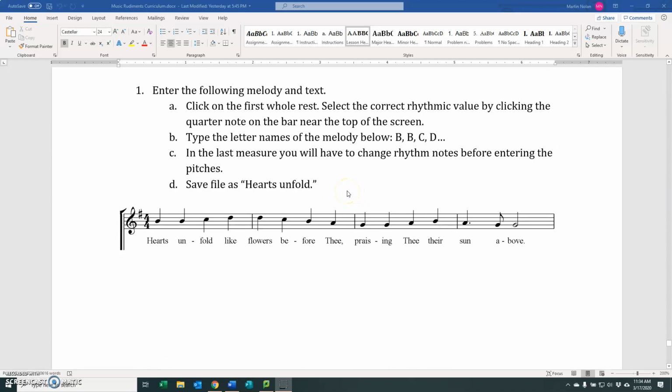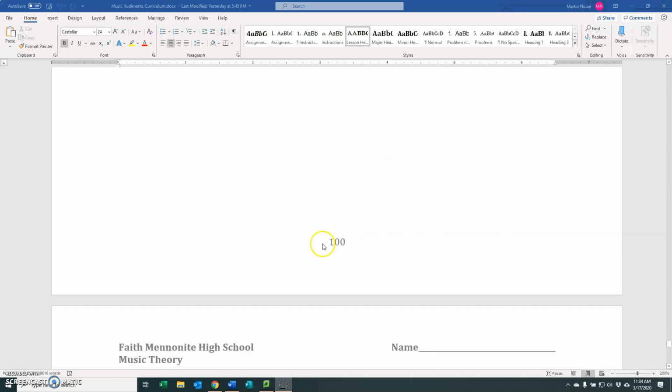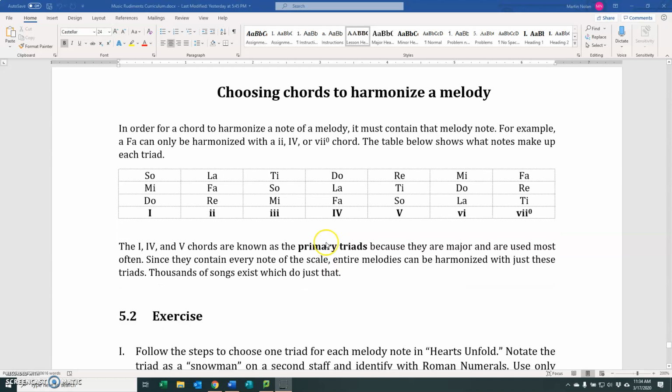The only times you'll have choices is when the note is a do or a so. Do can be harmonized with a 1 or a 4 chord, and so can be harmonized with a 1 or a 5 chord. Other than that, the choice is already made for you.